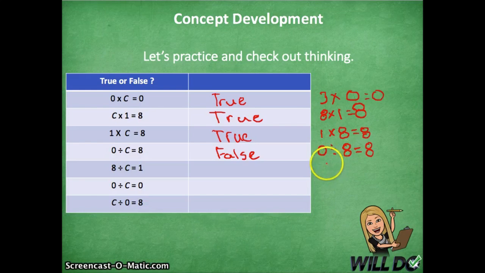But how about 8 divided by 8 equaling 1? If I have 8 groups divided by 8 pieces, would I have 1? True.